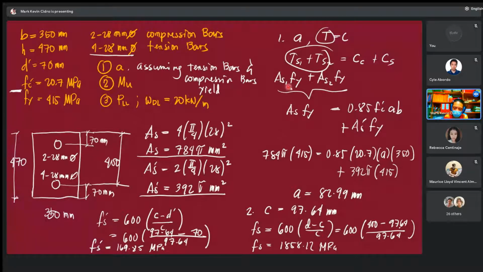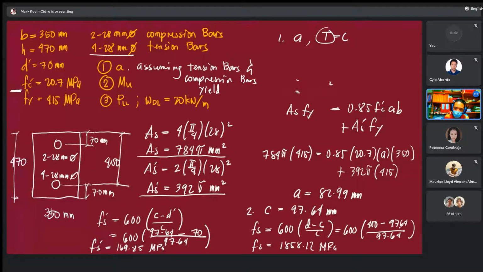This is step number 1 and step number 2. We keep going back. I will delete this. We will go back to step number 1 and resolve the value of A. This time, the formula will be like this. I will write it. The formula says: As, the area of steel in tension, multiplied by Fy. We will use Fy because we already know that it will yield.